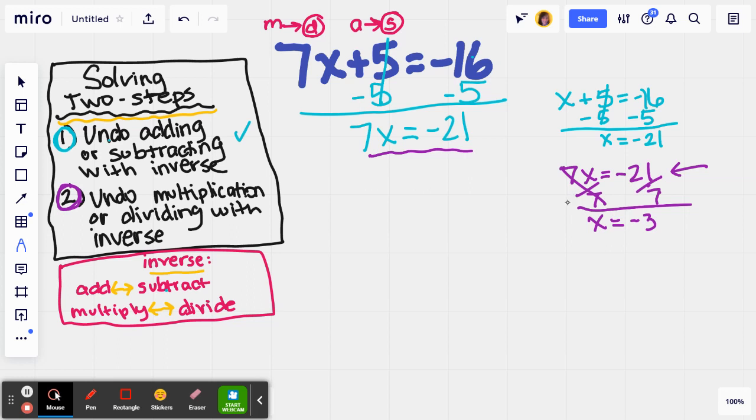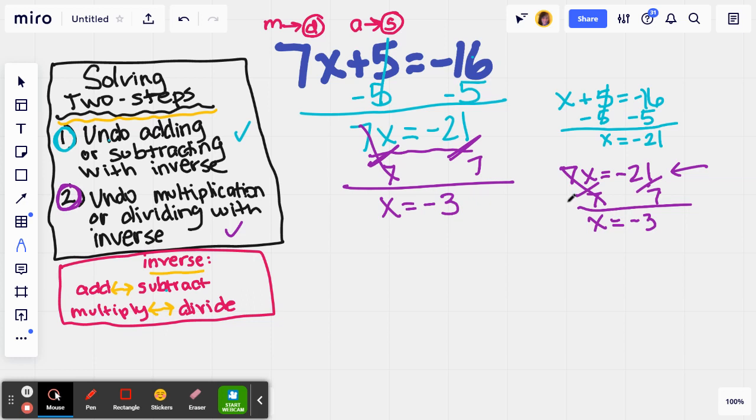Okay, so let's go ahead and solve this. I'm going to divide by 7 on both sides. Cancel. X equals negative 3. Check. And I'm done. Okay? So I'm going to kind of review a couple things we talked about here. Make sure that you're following the steps. The first one is to undo the adding and subtracting part with the inverse. The inverse of addition is subtracting. If you have a problem starting with subtraction, you're going to add to the inverse, which is adding.